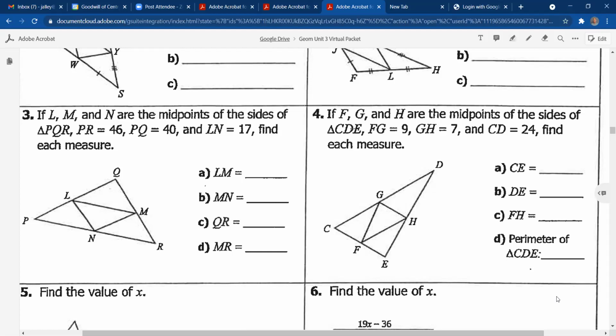So problem number 4. It's got a little different twist to it at the end. We have to figure out the perimeter of that large triangle. We've got FG is 9, GH is 7, CD is 24. So they're giving us one of the sides of the large triangle.